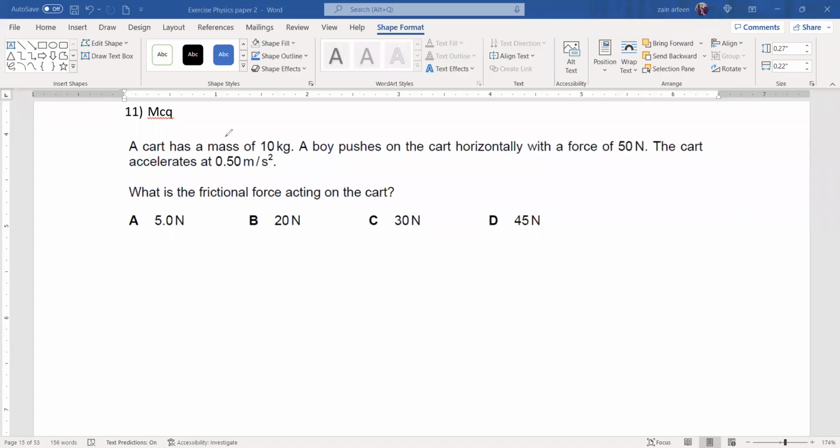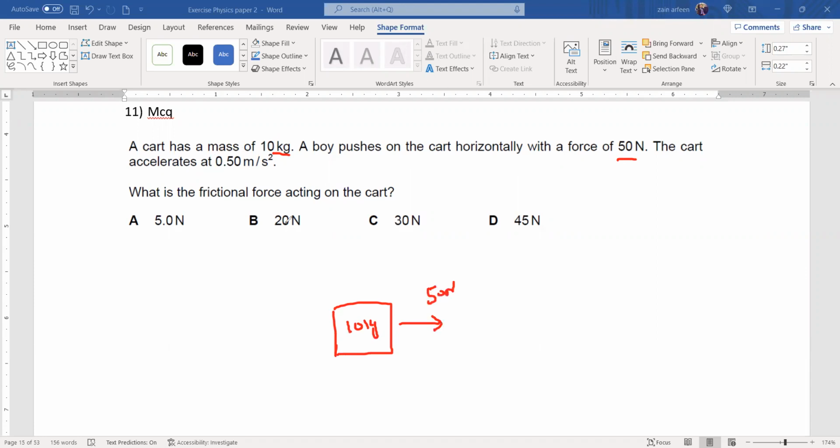In this question, a cart which is having a mass of 10 kilograms. So 10 kg is the mass of the cart. A boy pushes on the cart horizontally with a force of 50 Newton. So a boy is applying a force of 50 Newton.